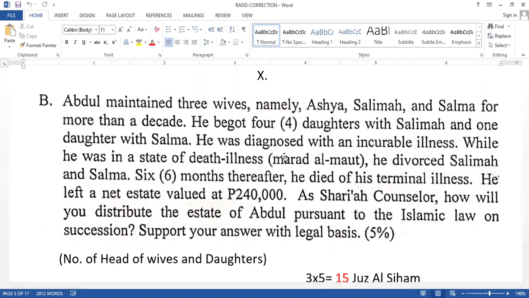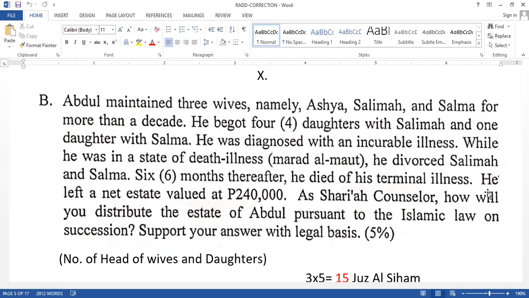Okay, so he left a net estate value of 240,000. So as a Sharia counselor, how will you distribute the estate of Abdul pursuant to the Islamic law on succession? Support your answer with legal basis. So, dito, intindihin muna natin yung case, no? So si Abdul, meron siyang 3 wives at meron siyang 5 daughters. Okay?